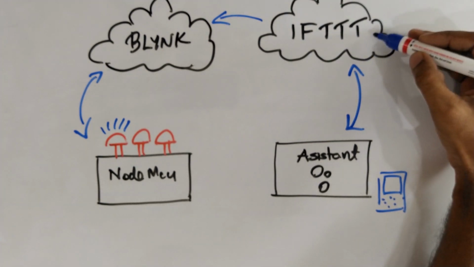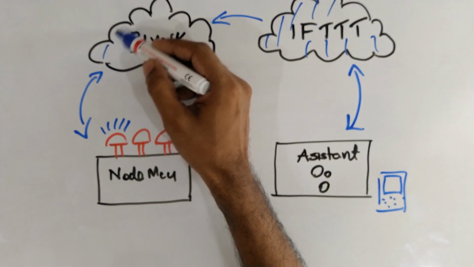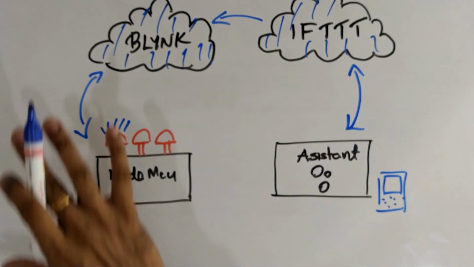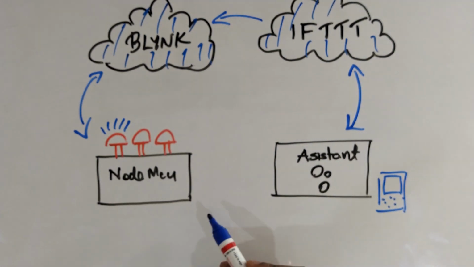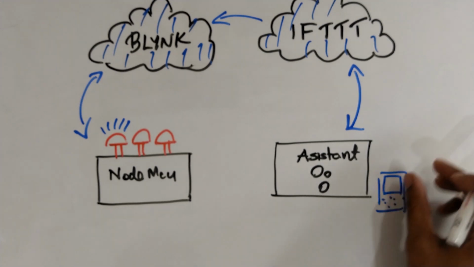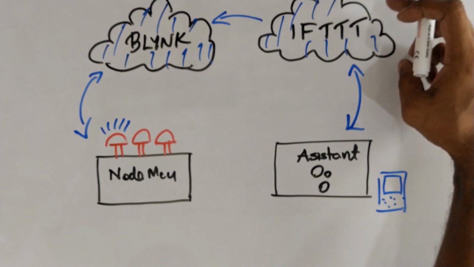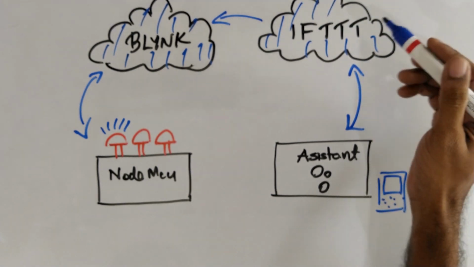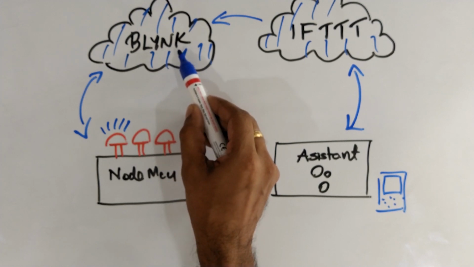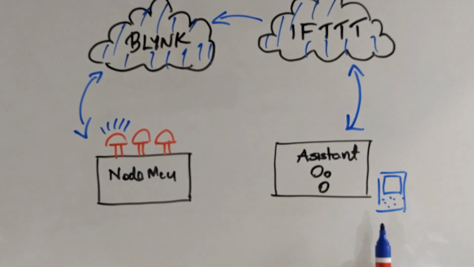So I have to configure this Ifttt and Blynk in order to get it done. This is the basic idea of our project. When I say turn on red LED, the assistant is going to communicate with Ifttt. In Ifttt we have configured everything so that whenever I say that, Ifttt is going to communicate with Blynk, so that Blynk can control this LED in the NodeMCU. So this is the whole basic idea of our project.